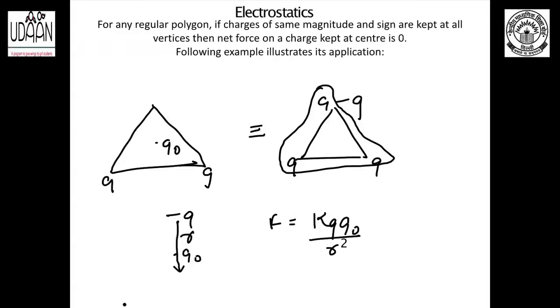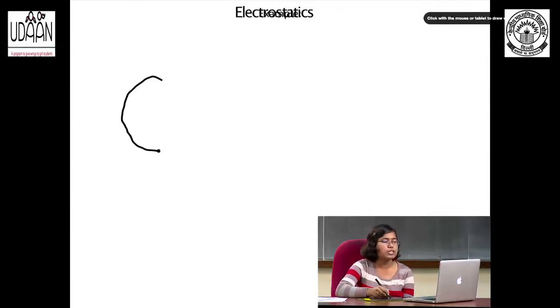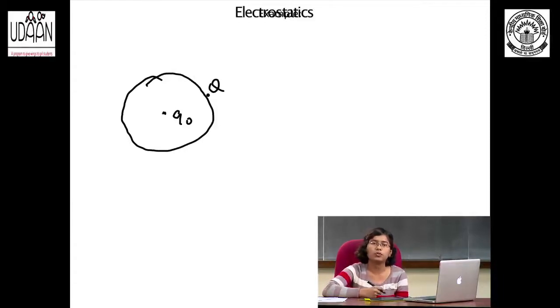So in this way we can make use of this statement. Now let us see an example. There is a charge Q0 which is kept at the center of a ring, and the total charge on the ring is capital Q, which is uniformly distributed. We can see that the force on the charge Q0 would be equal to 0, as the force due to each small particle on the ring would eventually sum out to be 0.